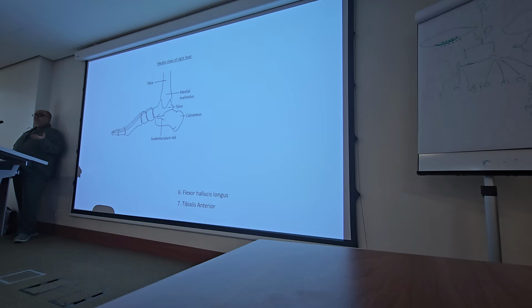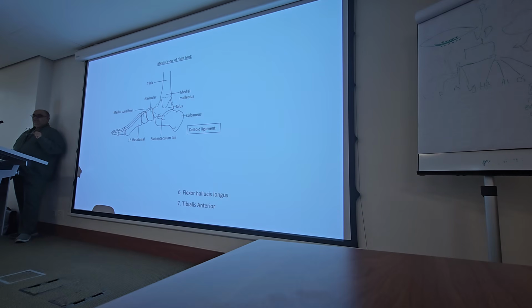This will act as a pulley bridge. It's a very useful structure we have. And what is this bone? Navicular. And then we have three cuneiforms, and this is my first metatarsal. Now there is a ligament here. This ligament is placed medially. What is the name of this? Deltoid ligament.